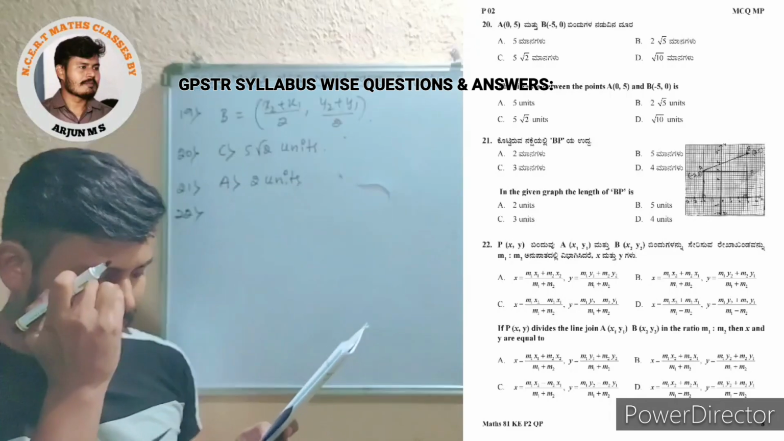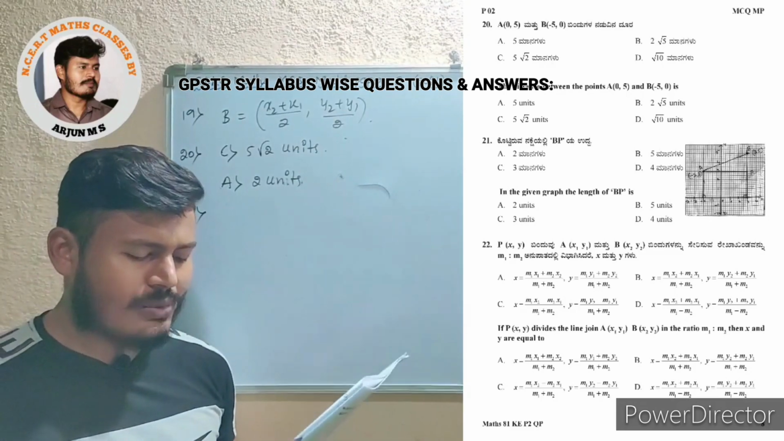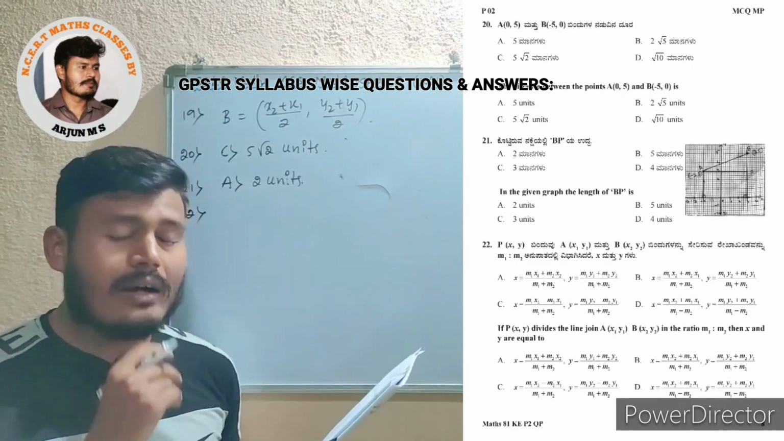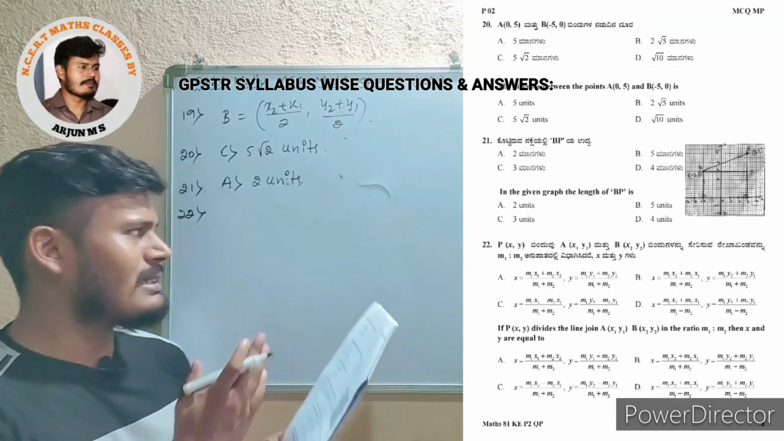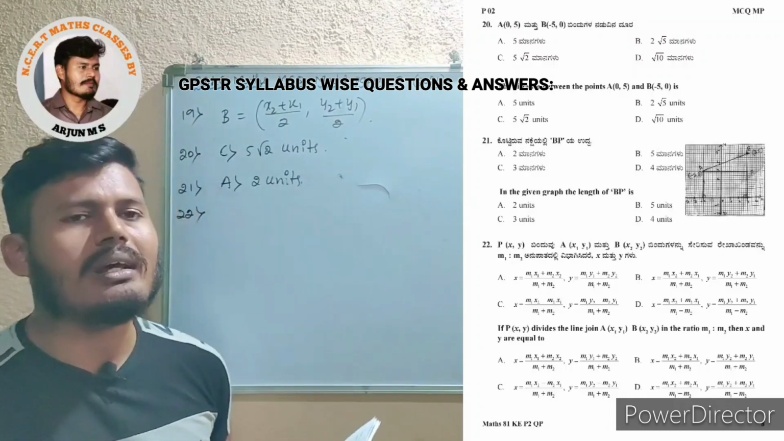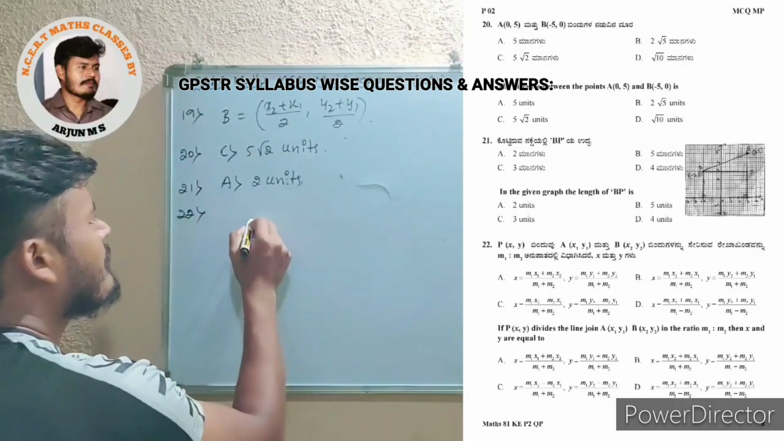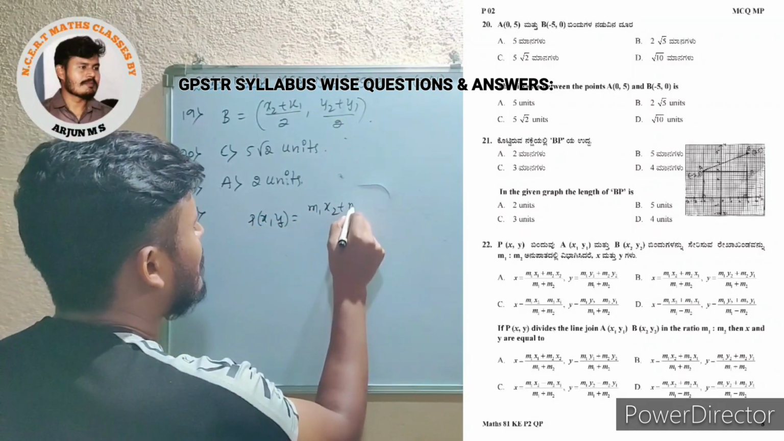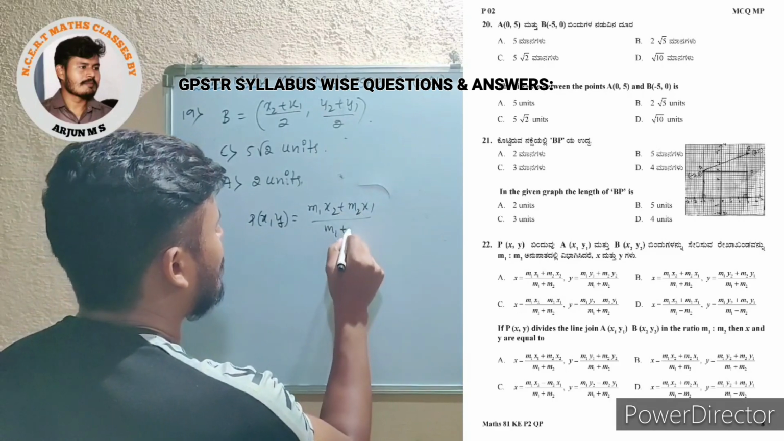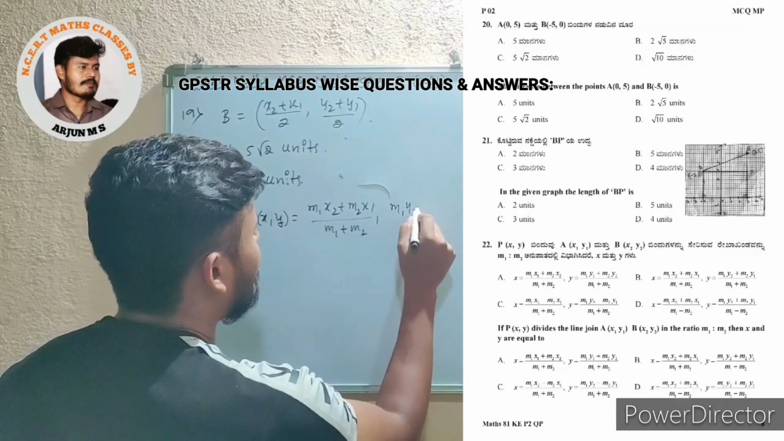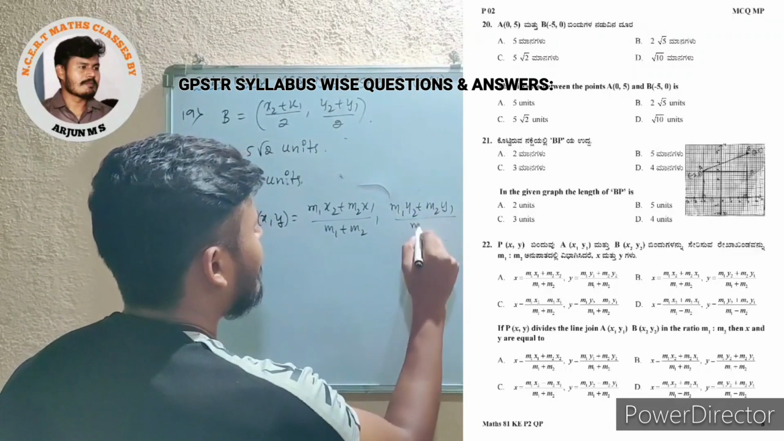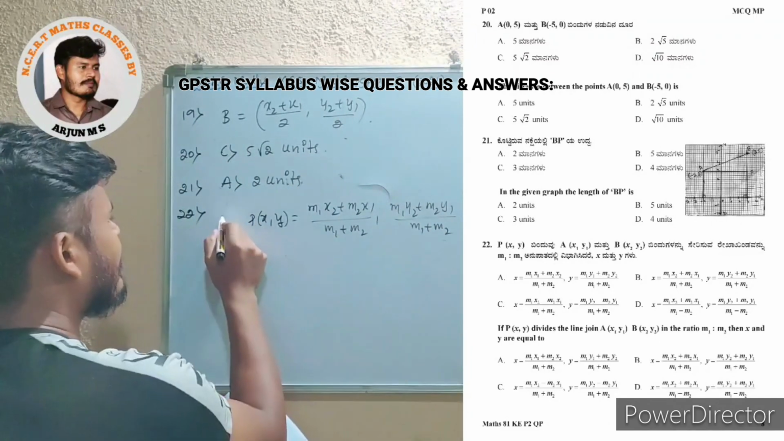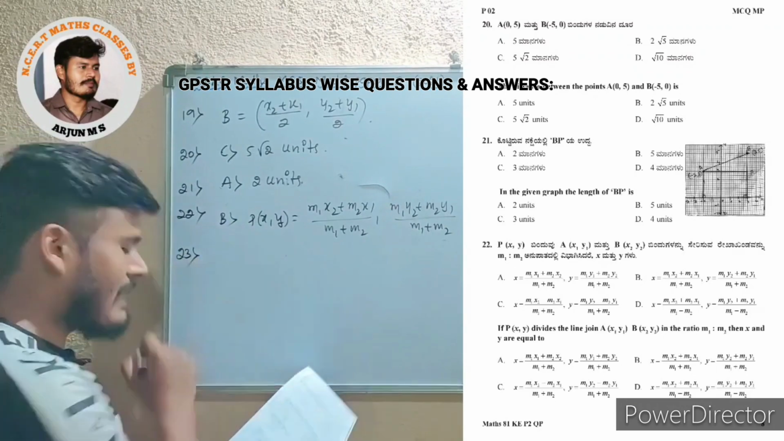P(x, y) divides the line joining A(x1, y1) and B(x2, y2) in the ratio m1 is to m2, then x and y are equal to. So this is very simple. This particular formula belongs to the section formula. That's why we already know about that formula. P(x, y) is equal to (m1 x2 plus m2 x1) divided by (m1 plus m2), comma (m1 y2 plus m2 y1) divided by (m1 plus m2). You just find out which option is correct. Option B is the correct answer for the 22nd question.